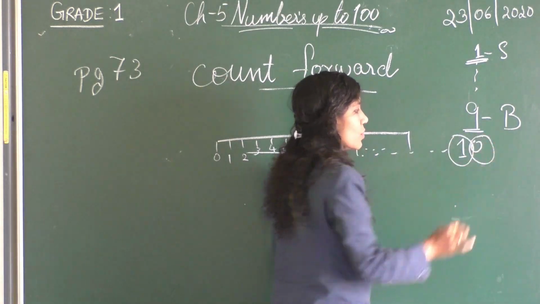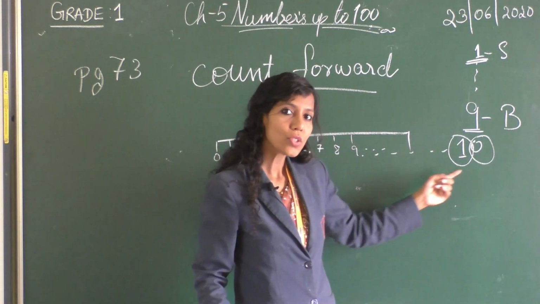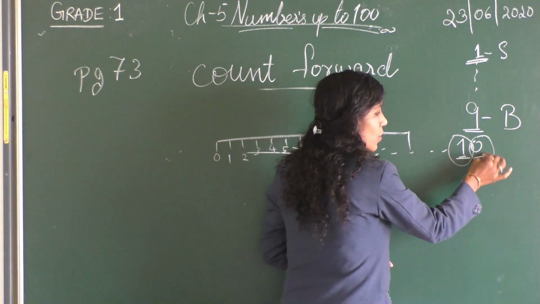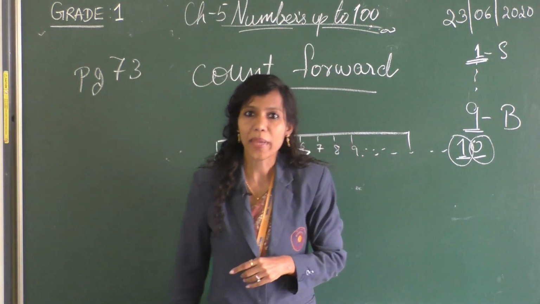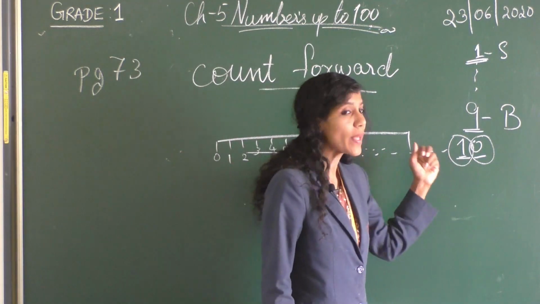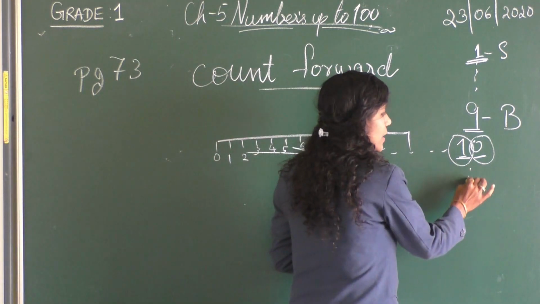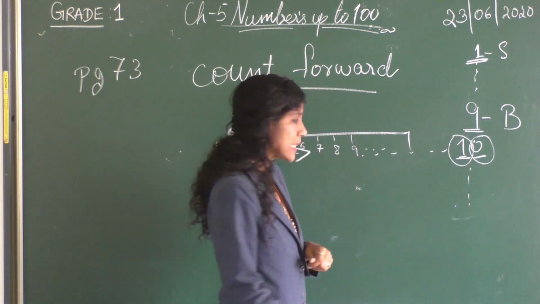There are two numbers, that is 1 and 0. 1 and 0, when they come together, make 10. This continues till 99.